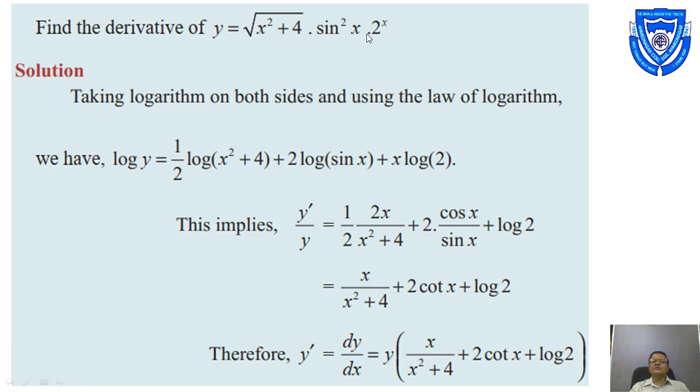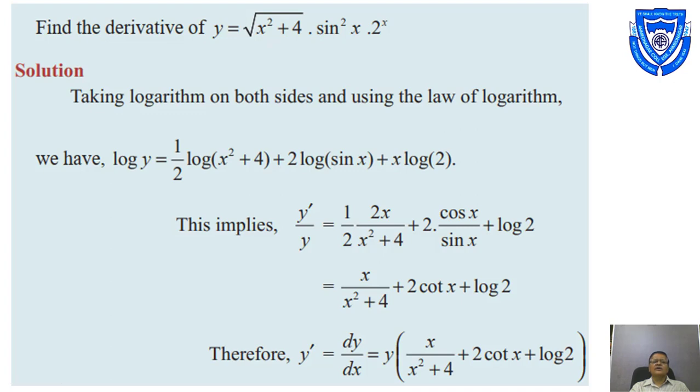Several functions are there and operations: multiplication, square root, square, exponential. So whenever such types of operations are there, we use logarithmic differentiation. Means we take logarithms of both sides. Why take logarithm of both sides in such types of functions?